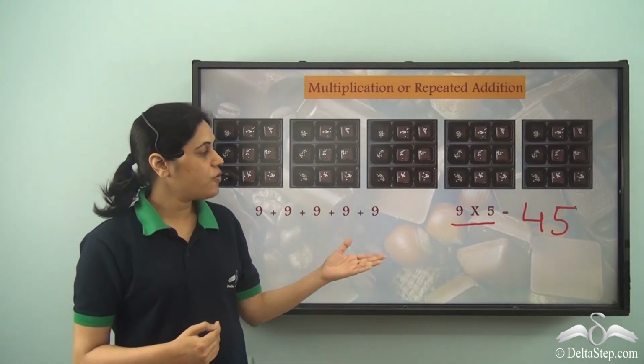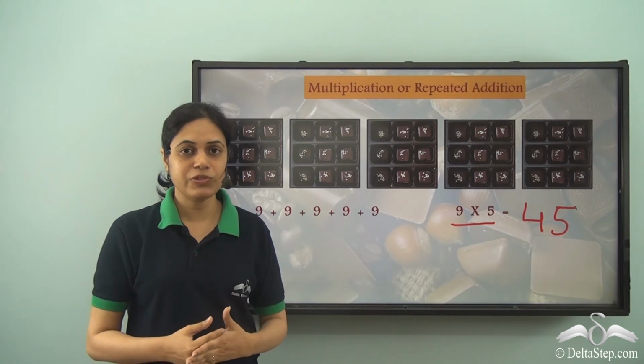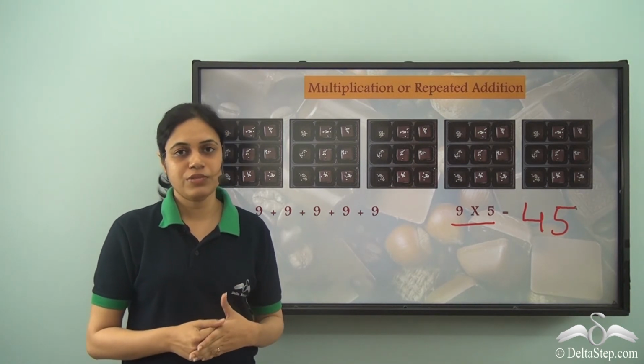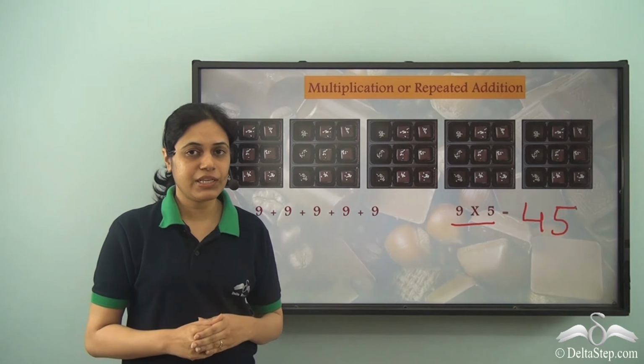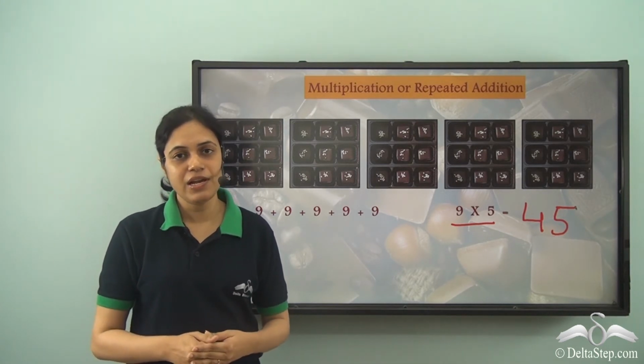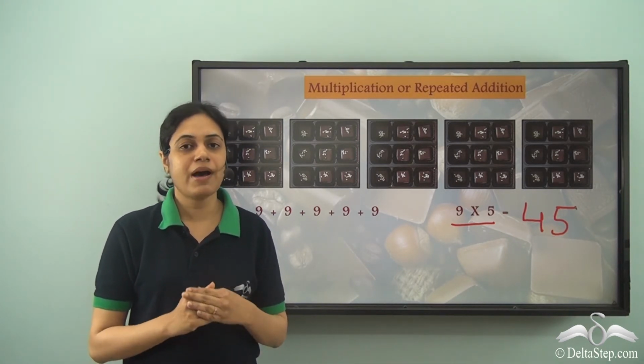So this is how you can use the multiplication tables to solve several problems. Now you know the multiplication table of 8 and 9 as well. So you need to remember it by heart very well.